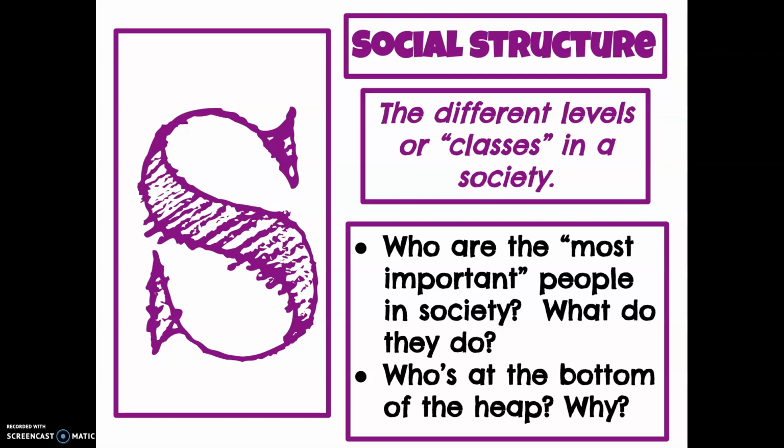So our last element of SPACES, or of our civilization, is social structure. Please go ahead and write this down as well: the different levels or classes in a society. And so this is something that may be a new concept for you. Unfortunately or fortunately, depending on which category, people are given an importance based on income often, especially here in America. And that really did not just start now. That really started in the ancient civilizations.